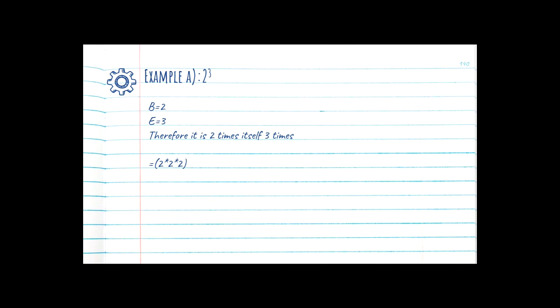So you can expand 2 to the power of 3 to equal 2 times 2 times 2. Just like when you solve any other operation, you look within your brackets, solve the first thing first, and work your way through. So 2 times 2 is 4, and then 4 times 2 is 8. So 2 to the power of 3 equals 8.